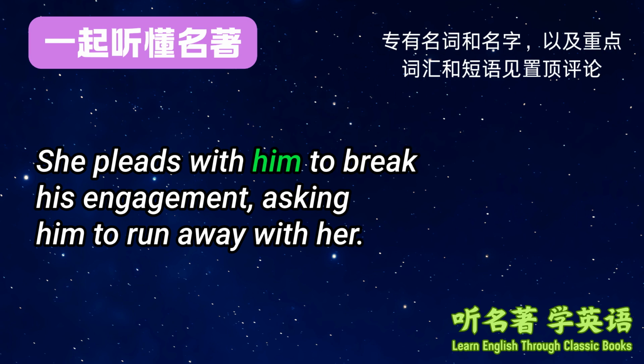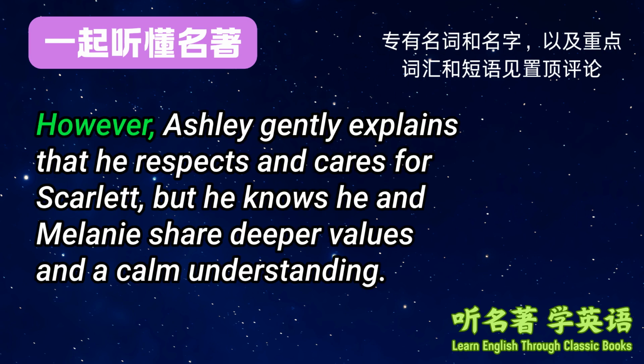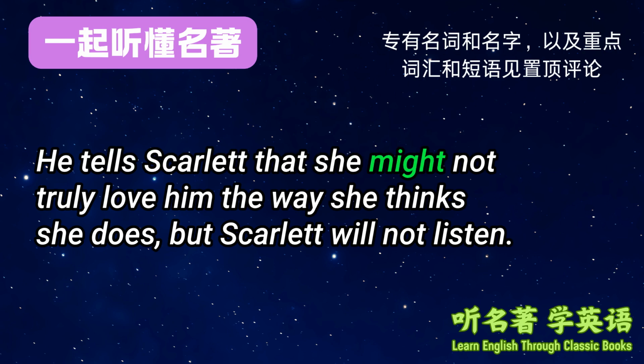During the party at 12 Oaks, Scarlett has a private conversation with Ashley. She pleads with him to break his engagement, asking him to run away with her. However, Ashley gently explains that he respects and cares for Scarlett, but he knows he and Melanie share deeper values and a calm understanding. He tells Scarlett that she might not truly love him the way she thinks she does, but Scarlett will not listen.